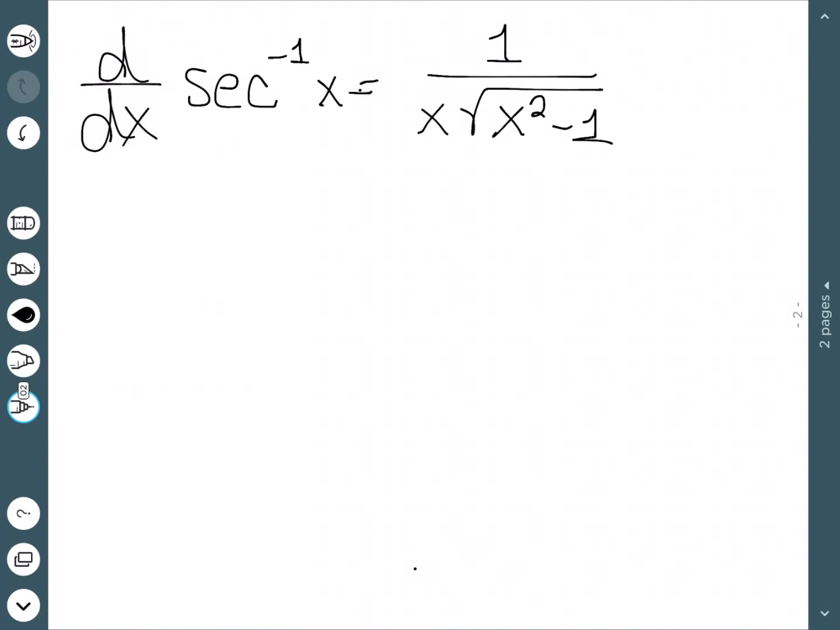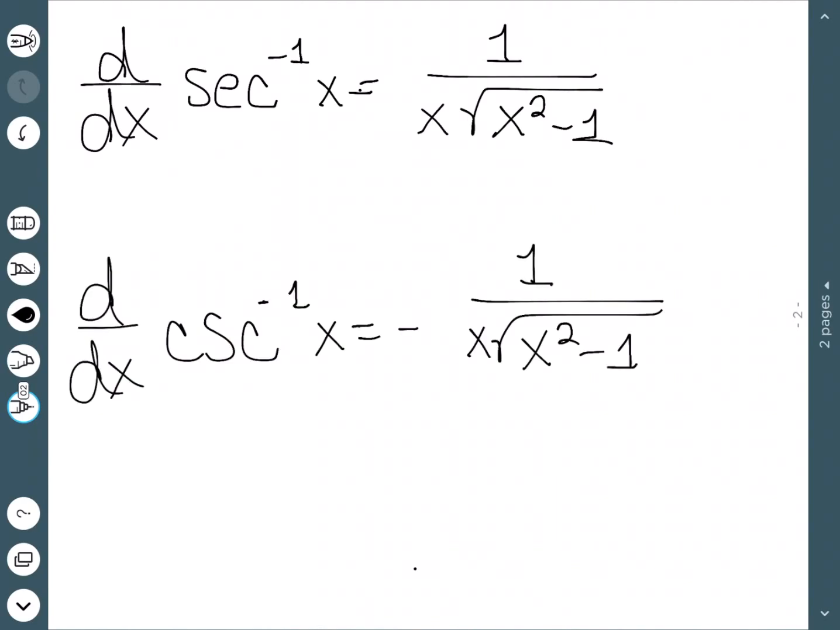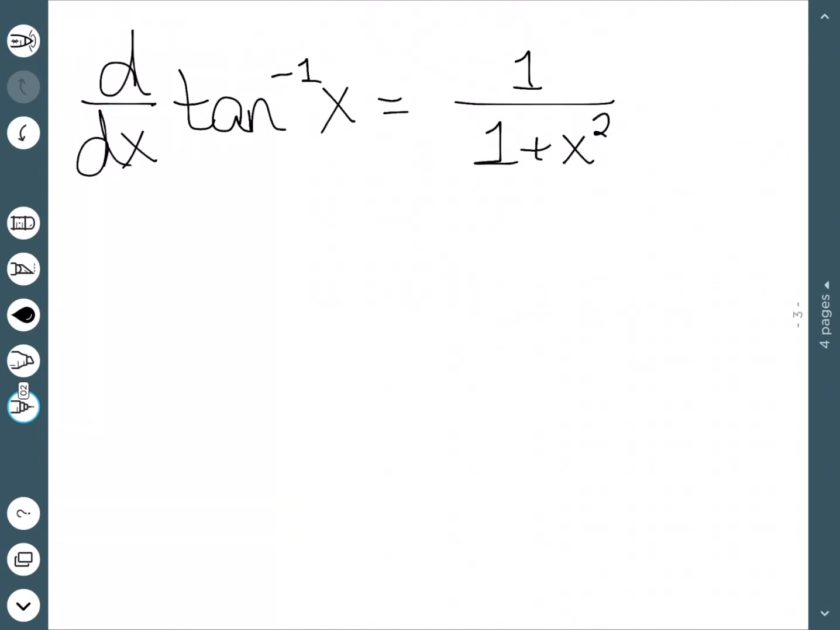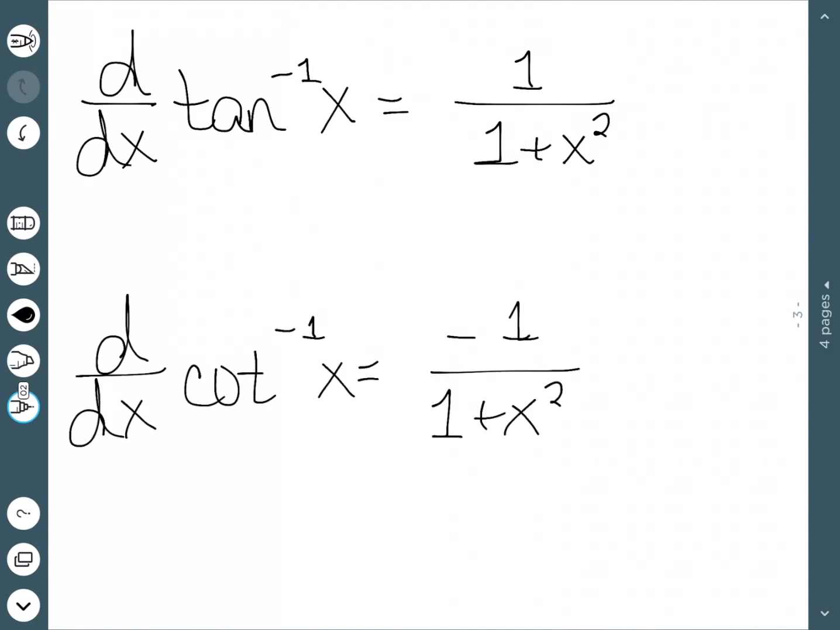The derivative of inverse secant is 1 over x times the square root of x squared minus 1. And then cosecant inverse is negative 1 over x times the square root of x squared minus 1. The derivative of inverse tangent is just 1 over 1 plus x squared. The derivative of inverse cotangent is then negative 1 over 1 plus x squared.